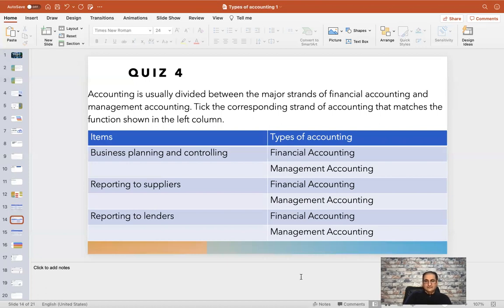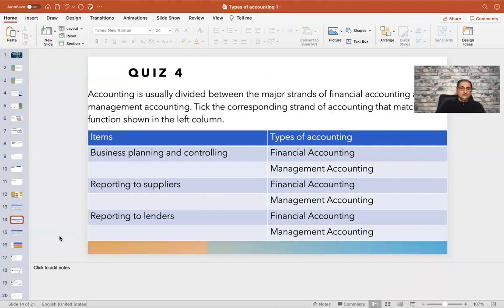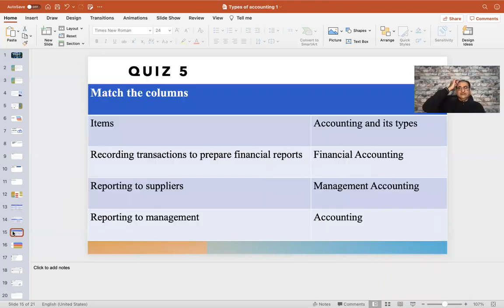Yes, I think you are correct. It is financial accounting, because lenders are again outsiders. Okay, so that is about quiz 4. Now, the next is quiz 5, which is match the column.